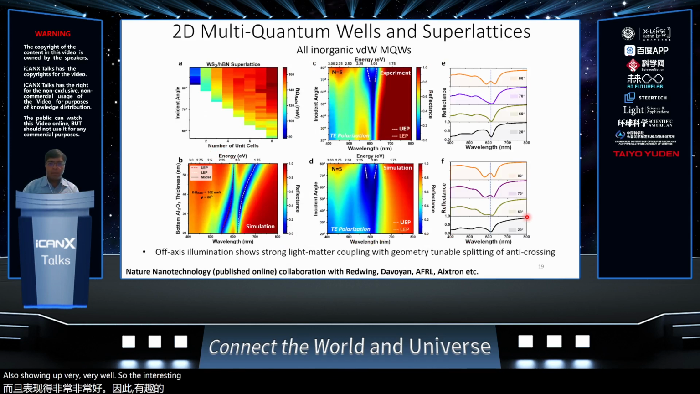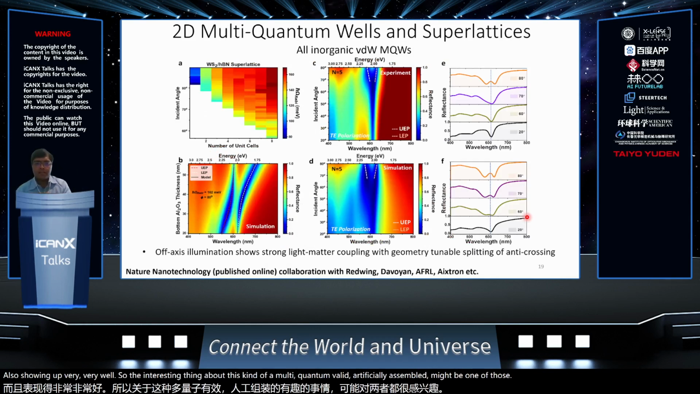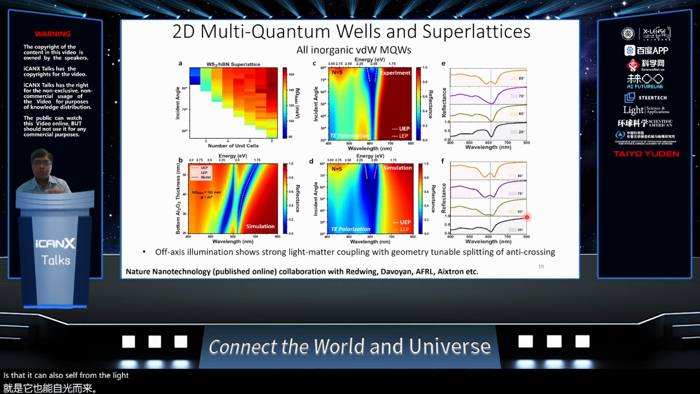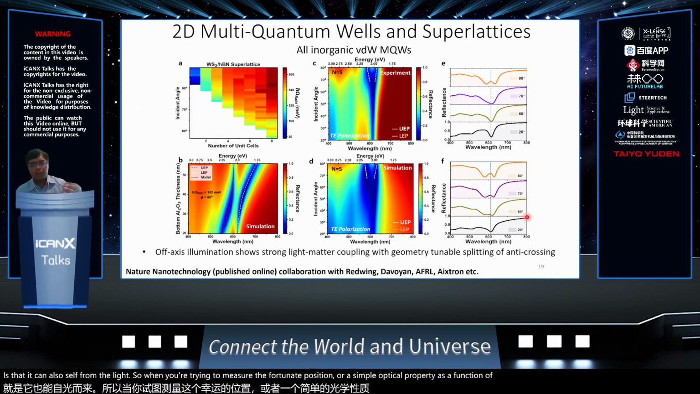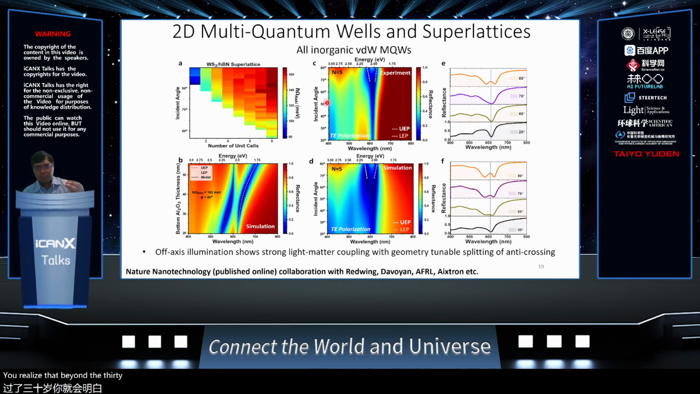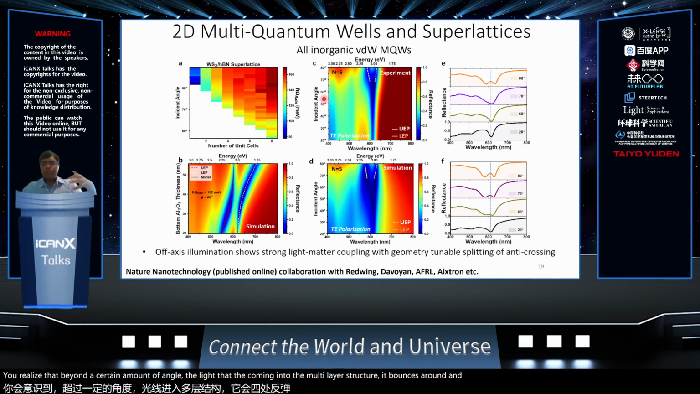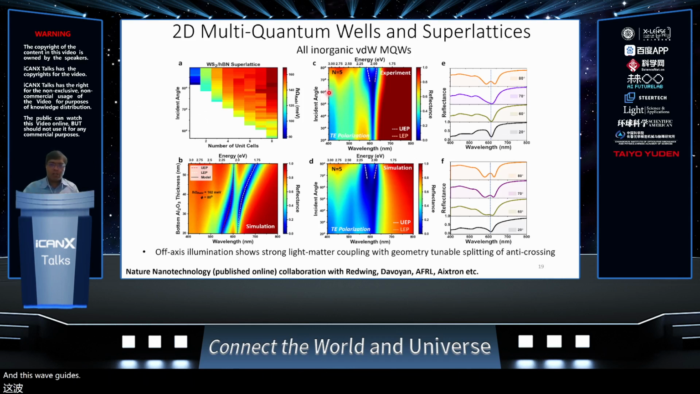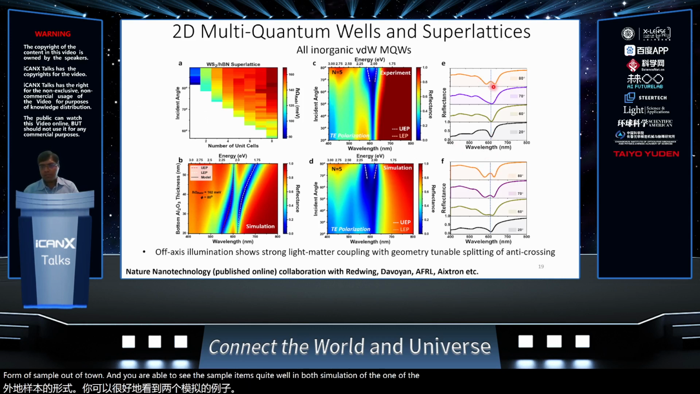So the interesting thing about this kind of artificially assembled multi-quantum well structure is that it can also self-trap the light. So when you try to measure its dispersion relation or its simple optical properties as a function of angle, you realize that beyond a certain angle, the light that is coming into this multi-layer structure bounces around and forms a waveguide mode. And this waveguide mode then couples strongly with the excitons in the system to again form exciton polaritons. You are able to see these exciton polaritons quite well in both simulations as well as experiments, and the splitting is very, very neat.